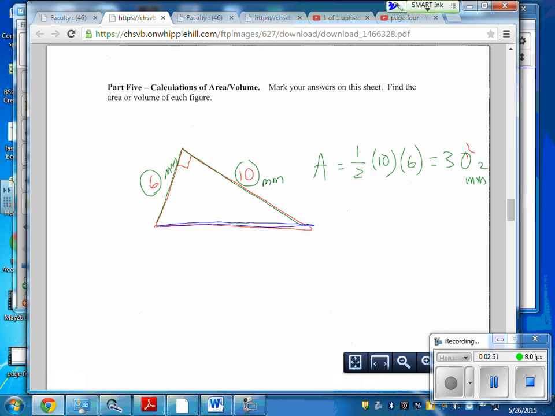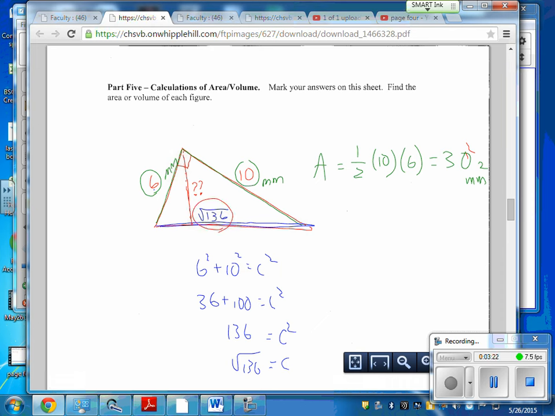You could. So if this were 6 and 10, you know 6 squared plus 10 squared is c squared. So 36 plus 100 is c squared. C squared is 136. So c would be the square root of 136. I'm not sure that's useful. We don't know this altitude. So we don't know that. So what good would it do to have that? Okay, so that's the area of a right triangle.